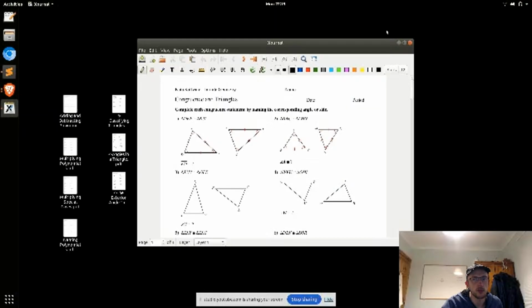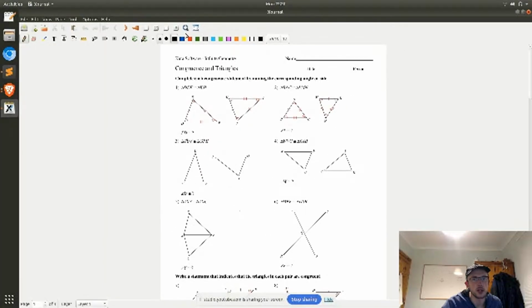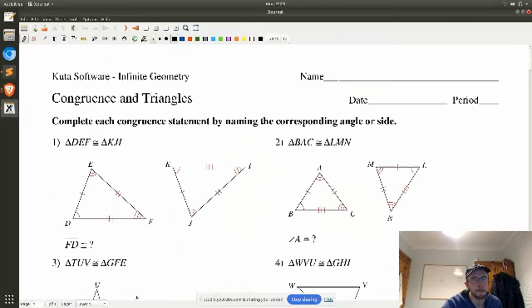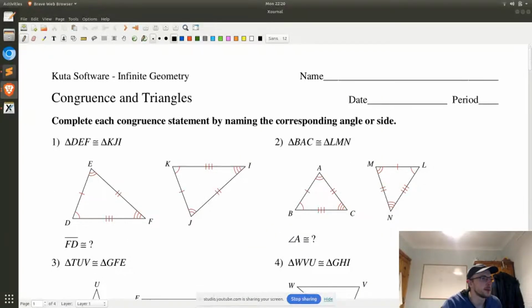Okay, congruence and triangles. Here we go. Just 18 questions. All right. Complete each congruence statement by naming the corresponding angle or side.